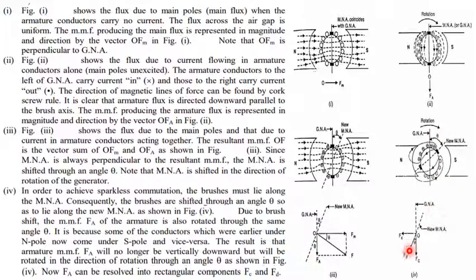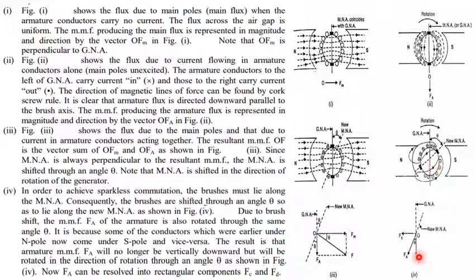So this is the new MNA. This is the MNA and this is the new MNA found here. So GNA is fixed. Initially, only the main flux will be acting. In that case, these two, MNA and GNA, will coincide with each other. Now both the fluxes are acting together. So in that case, what happens? This MNA will be shifting according to the position of the brush.